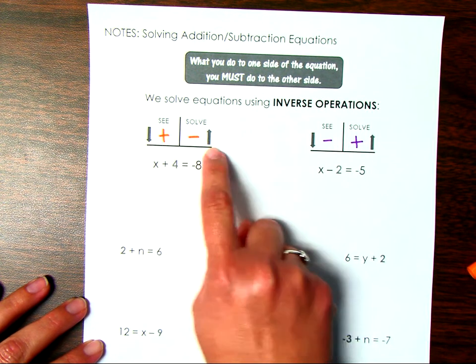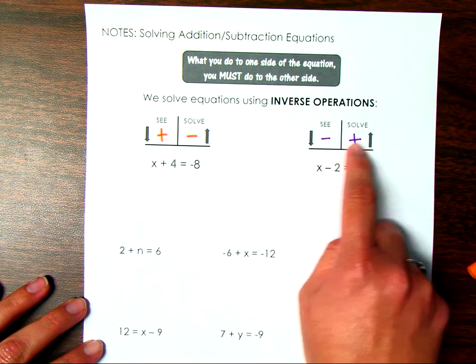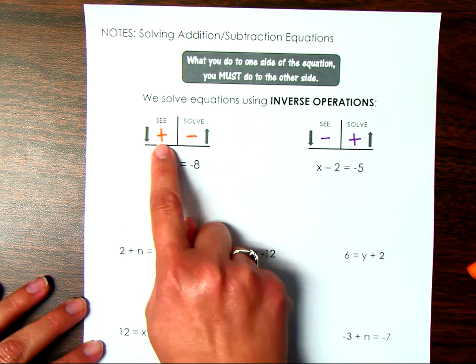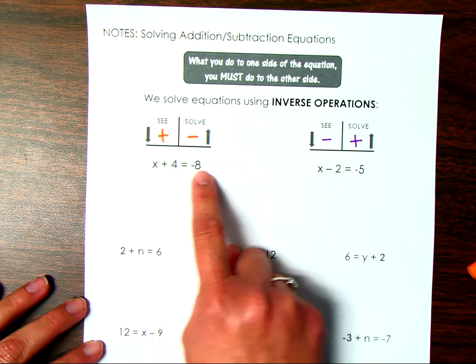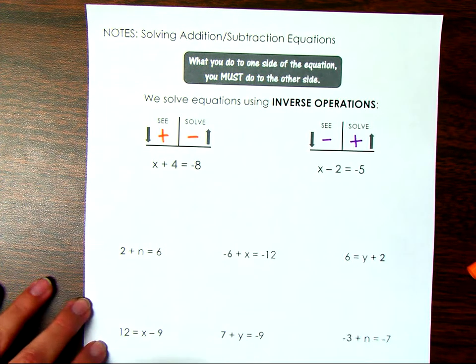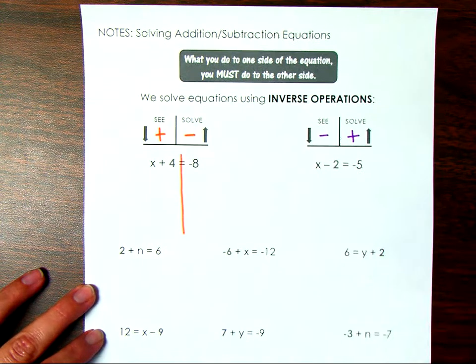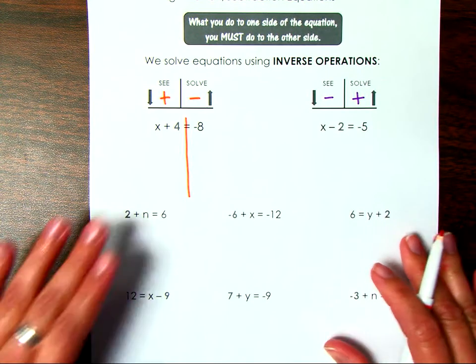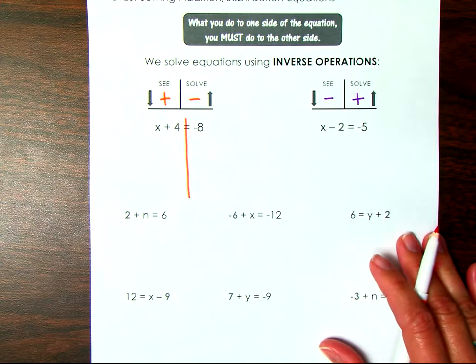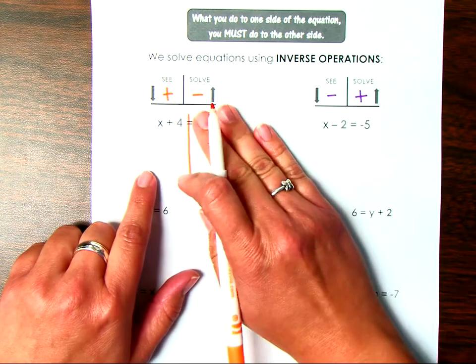This is just kind of like a seesaw, a balance beam, so we know that we can't just subtract the 4 on this side and not on that side. That would give us a different value. So what I also like to do is draw a line to separate what I do to one side, I do to the other. So if I see plus 4.